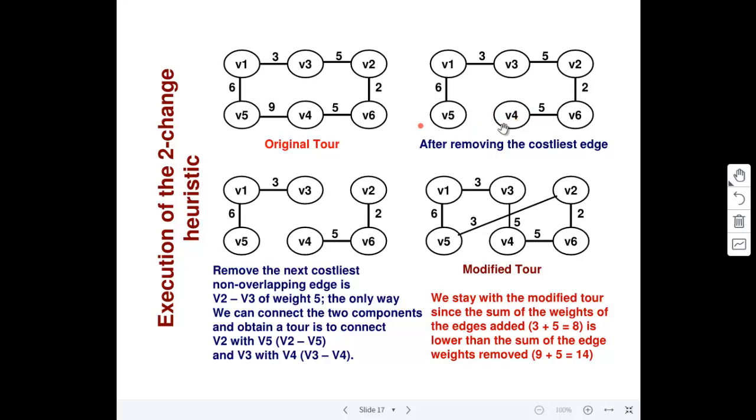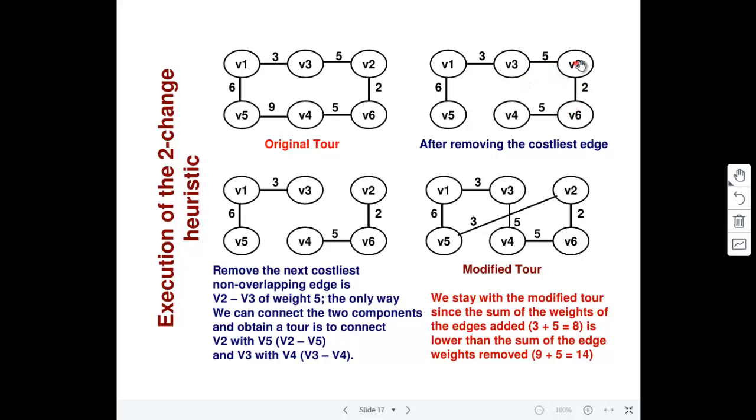So that means once you remove the costliest edge, you cannot remove its adjacent edges, or edges next to it. So once you remove this edge of weight 9, you cannot remove v4, v6 or v5, v1. So among the remaining edges that are not adjacent to v4, v5, only among those edges you have to remove an edge. So again, we will apply a greedy approach there. Among the remaining candidate edges, we remove the edge with the largest weight. So you have 3, 5 and 2 as the candidate edges, so we'll remove 5.